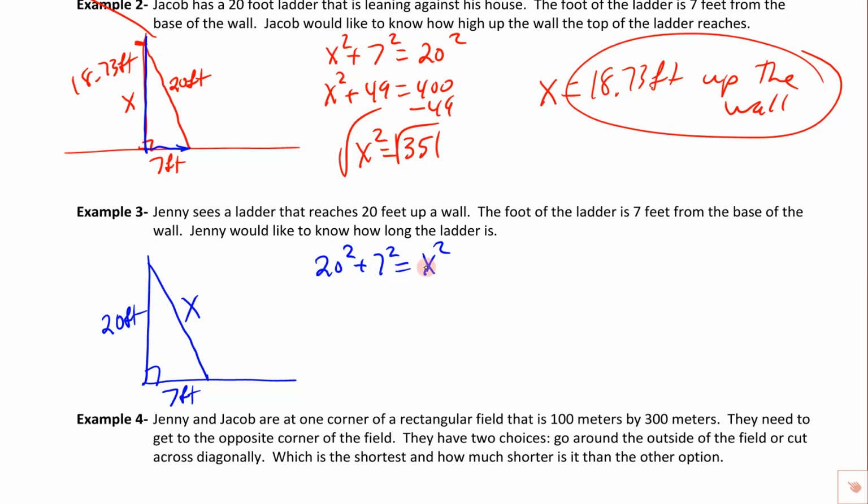Leg squared plus leg squared equals hypotenuse squared. This is going to be 400. This is going to be 49. And this is x squared. So this is 449 equals x squared. And then we're going to take the square root of both sides.